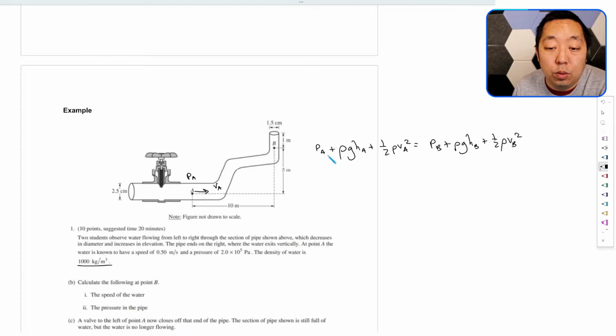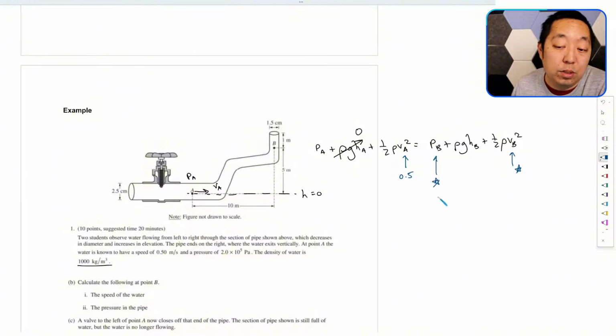Okay, so we know some of these quantities. For example, let's set our reference height, so we'll make this h equals 0. So we know that this one will be 0. At this point, we know v_A is 0.5. We want to know this one, and we want to know this one right here. So we have two unknowns, which means we're going to have to do something else.